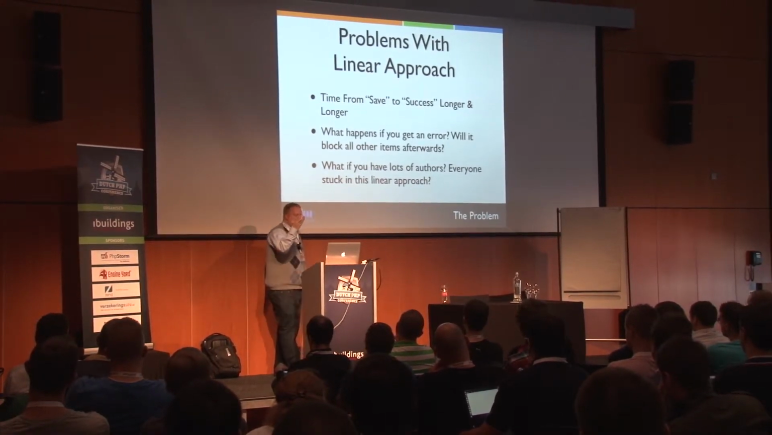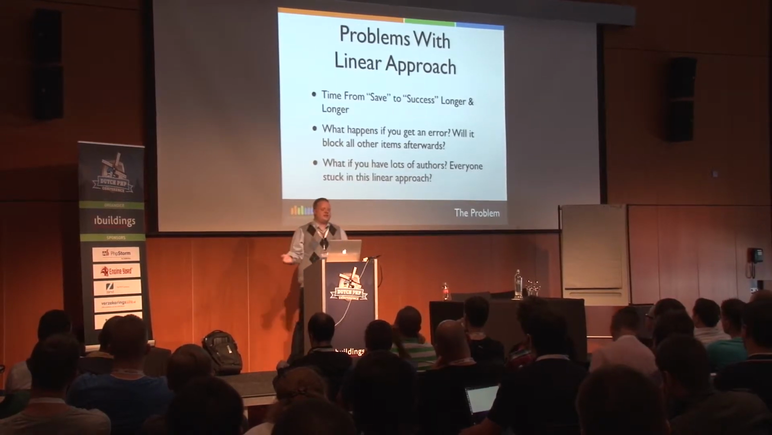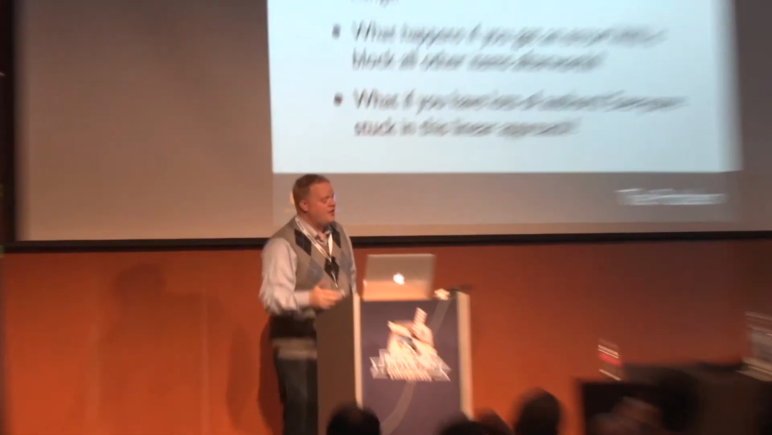What happens if the time going from save to success gets longer and longer? And then what happens if you get an error? What happens, this never happens, but what happens if Twitter goes down? And that's your first step. And then everything after Twitter that you wanted to have done fails, errors out, and doesn't happen.